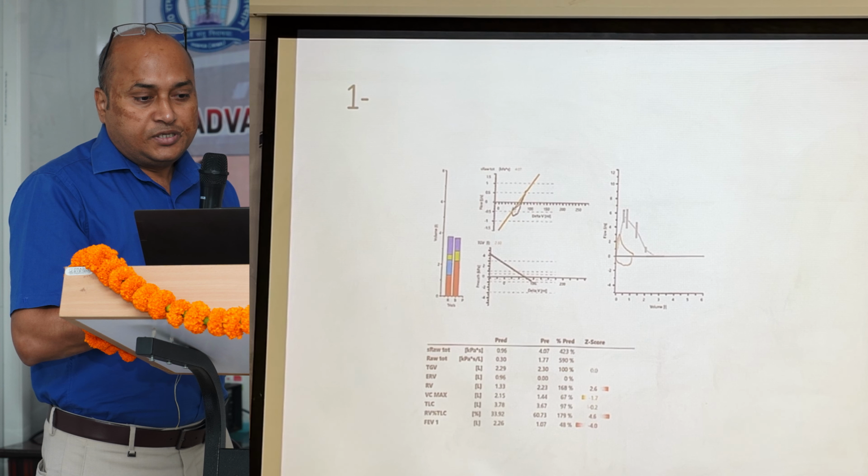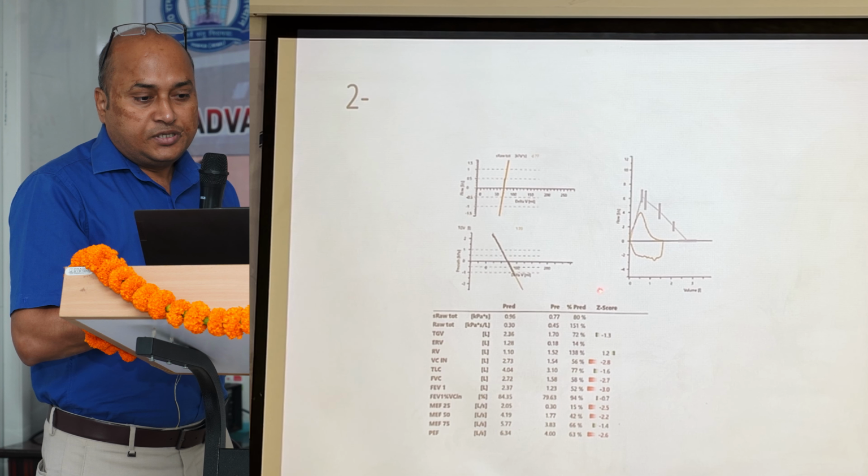And the direction of the curve is open here. The loop is open. Once the loop is open, it indicates that the patient has obstructive airway disease. And in obstructive airway disease, the resistance is always increased. See the residual volume. It is nearly 150%, 2.2, almost double. And total lung capacity is also increased.